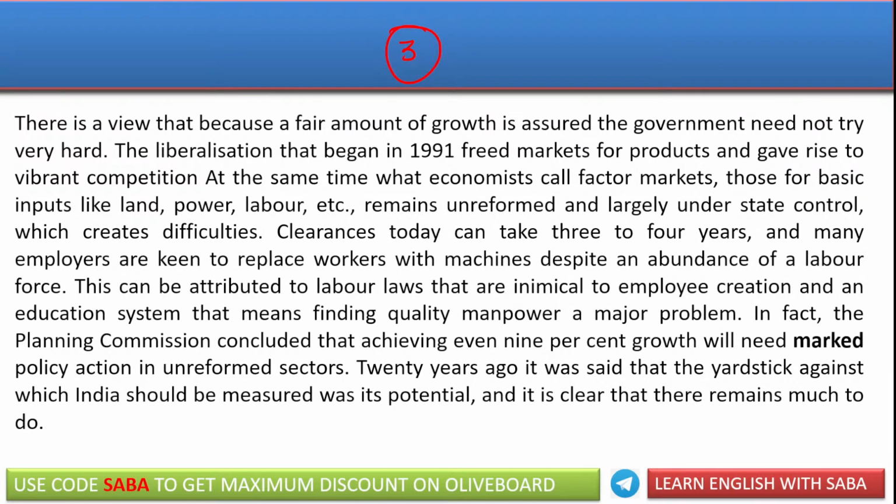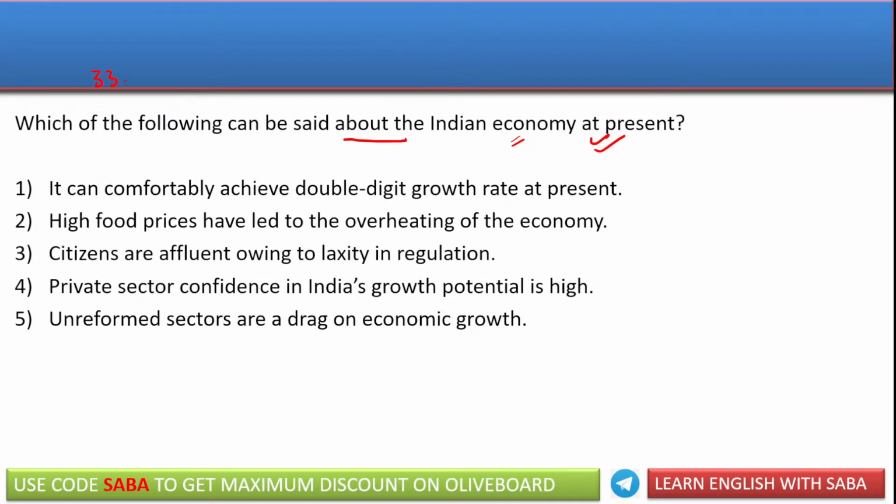Now, I hope you all have read the passage. Now you can quickly mark the answers. So the first question, you can give your answers right now. We will discuss the answer. Right now only you can give the answers. Which of the following can be said about the Indian economy at present? क्या कहा जा सकता है Indian economy के बारे में? At present we are talking. So what will be the correct answer here?